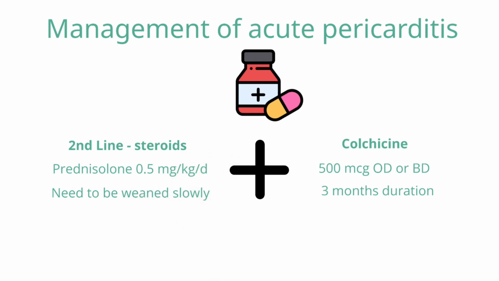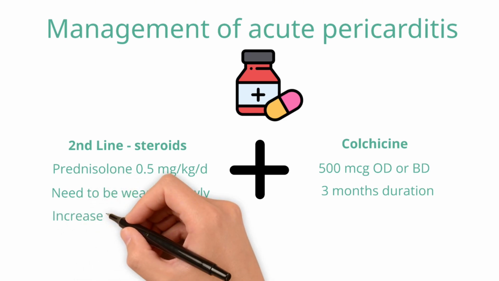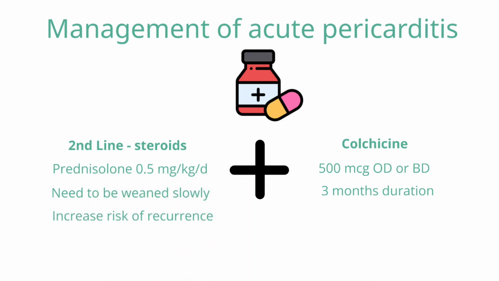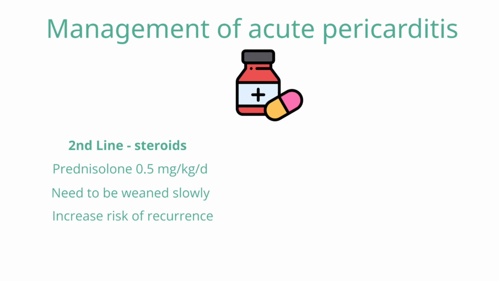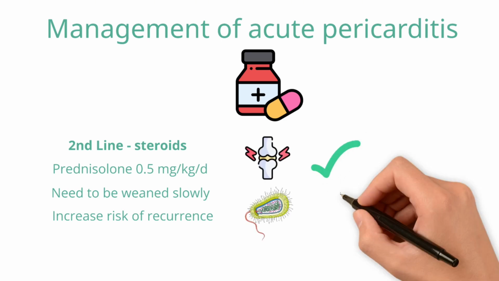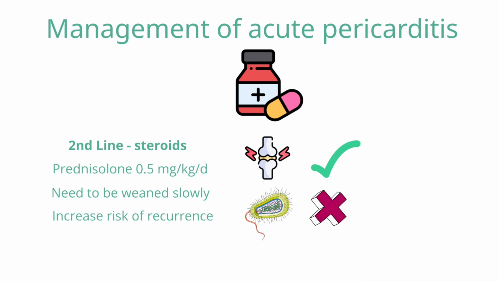They are not used first line due to the side effects and the fact that they may increase the risk of recurrences of pericarditis in the future. Steroids can be used first line, however, where there are specific indications, for example, if the cause is thought to be an autoimmune disease, but they should not be used where bacterial pericarditis is suspected.